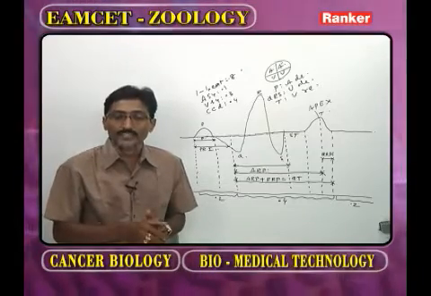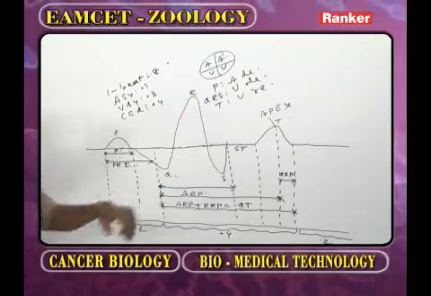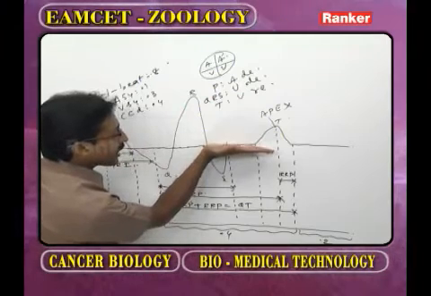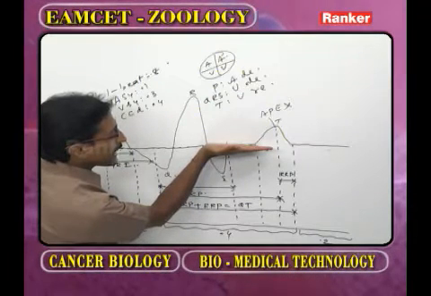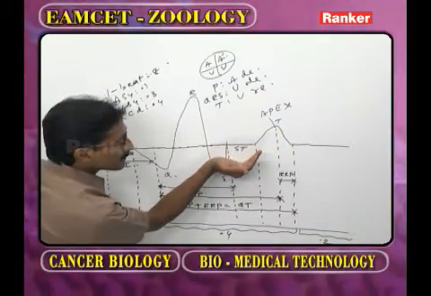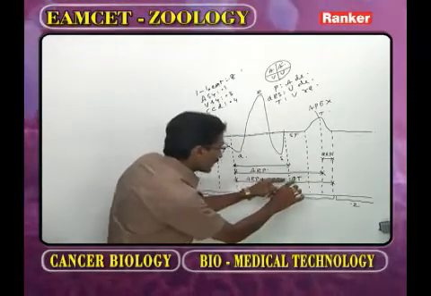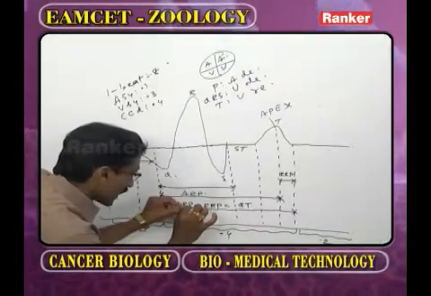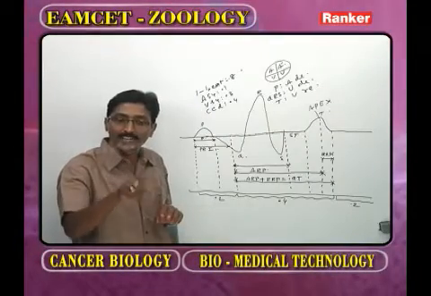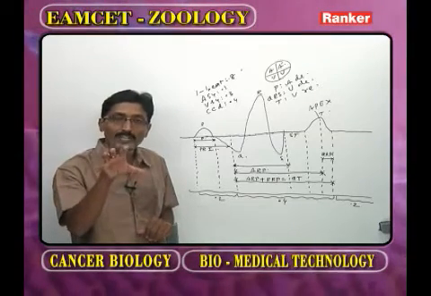Now here the question is, coronary ischemia is indicated by, now this is the ST segment. In a healthy person's ECG, the ST segment is on the baseline. If it is depressed, that is one reason. Depression of the ST segment, and if the QT time is lengthened, these two indicate what type of disease? Coronary ischemia. There is no proper blood supply to the heart muscles.